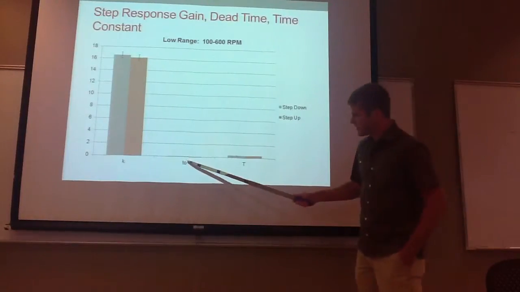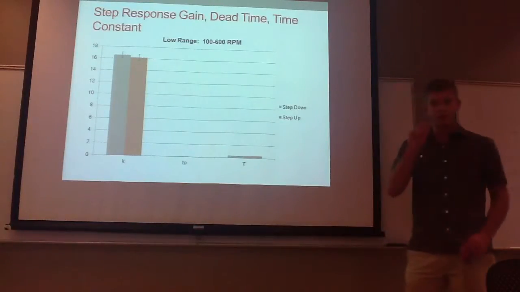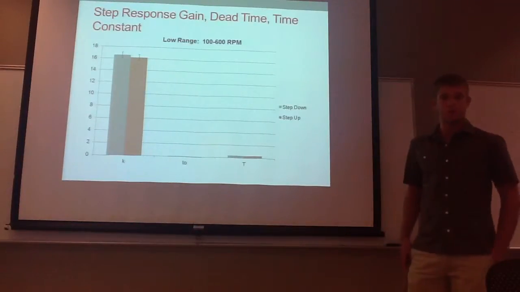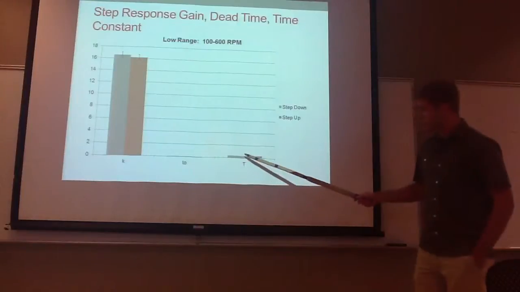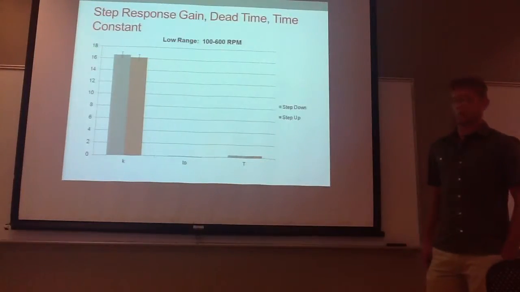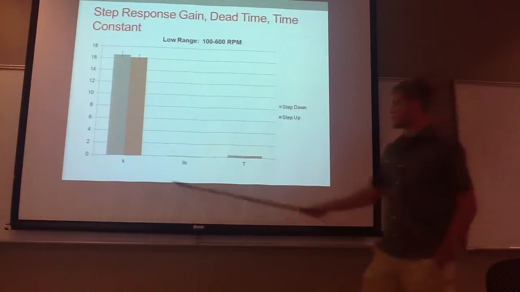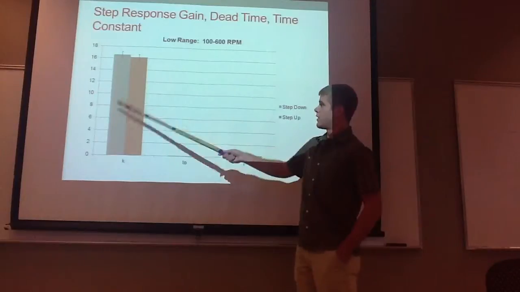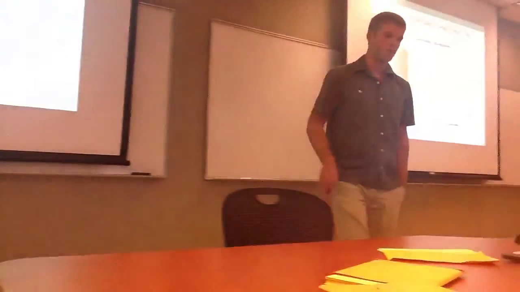As you can see, the dead time was so small, it was about 0.02. It won't even show up on here, but they were virtually the same, as well as the time constant. There was very little change. I'm pretty sure this was 0.021 and 0.023. But as you can see, the gain was much more obvious at 16 and 16.6, I believe.